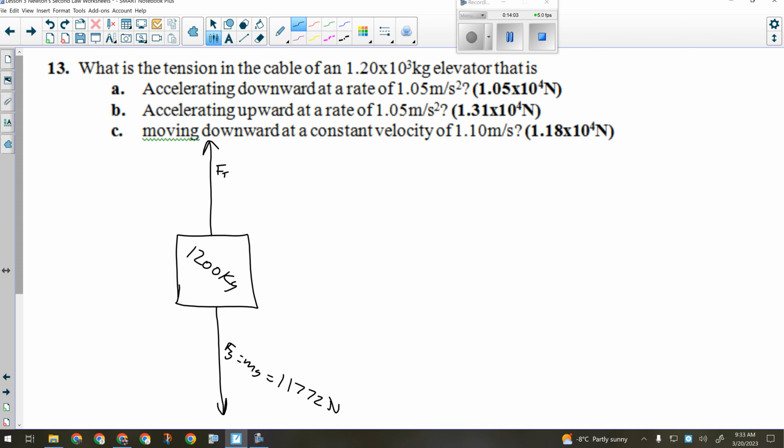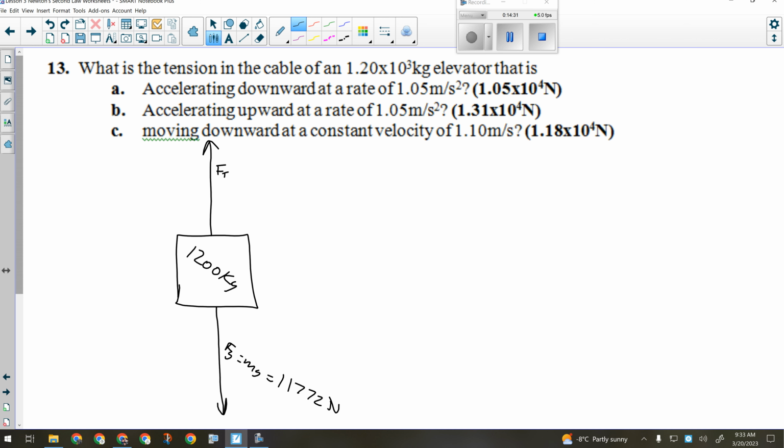Okay. So I've got my force of gravity downwards, and then they're telling me in part A that it's accelerating downward at a rate of 1.05 meters per second squared. So just as a self-check here, is the tension bigger or smaller than gravity in situation A? Smaller. It has to be because the object is accelerating downwards, which means the net force is also down.